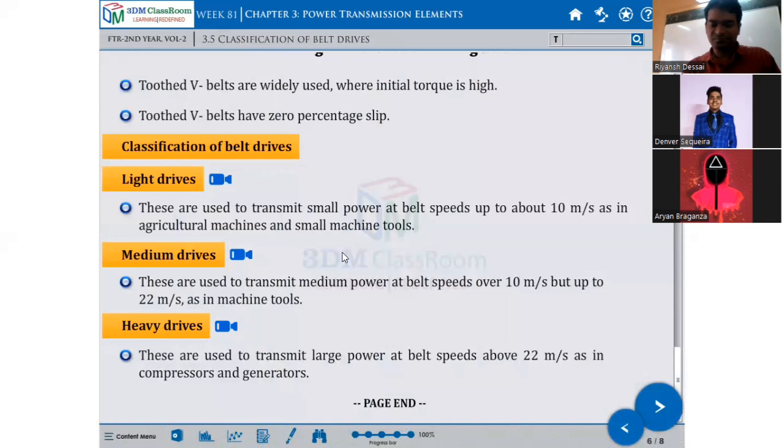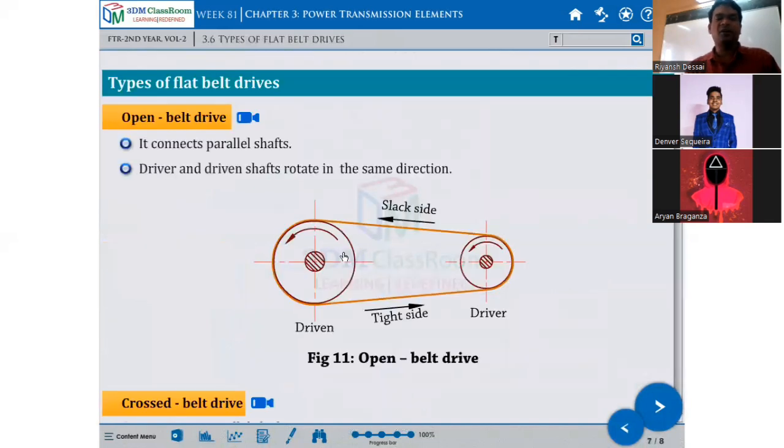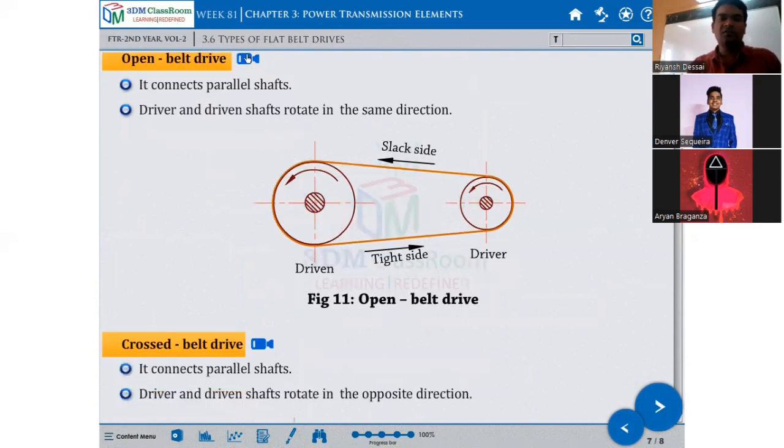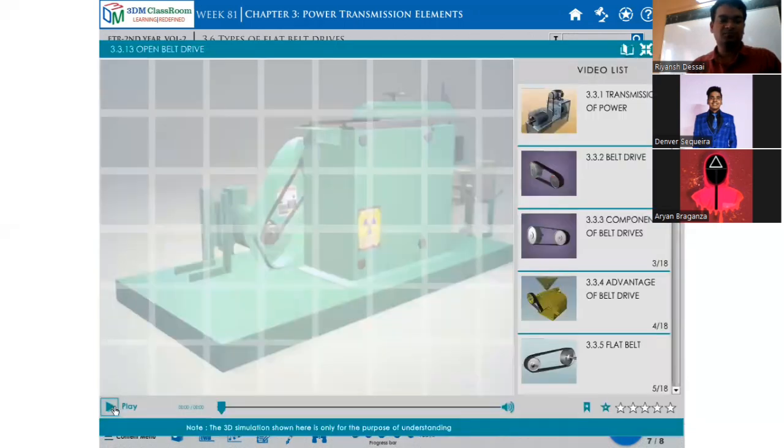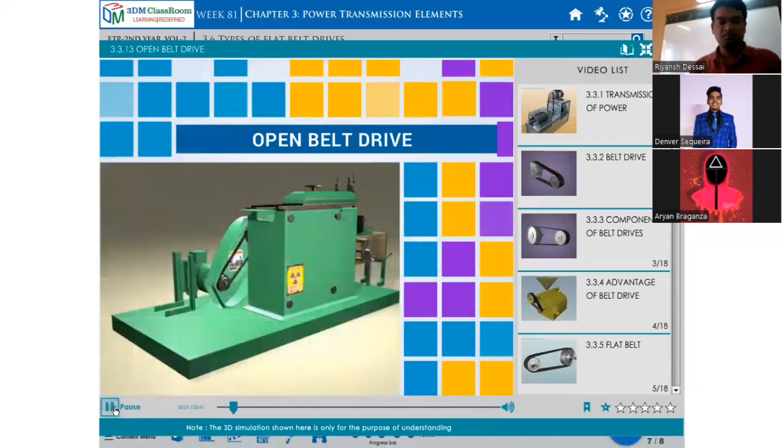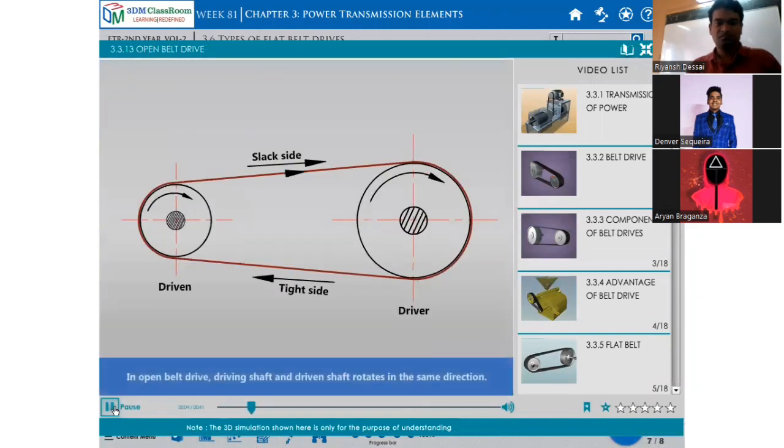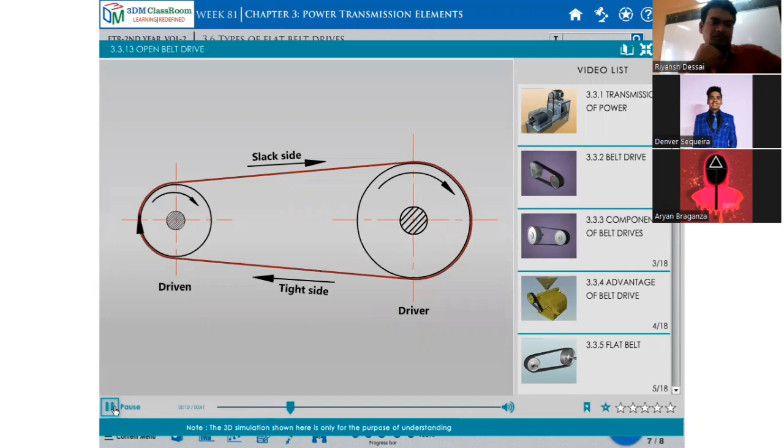That is heavy drive. Now, types of flat belt drives. We have one called open belt drive, another called cross belt drive. We have already discussed this, but you can see it here. Open belt drive connects parallel shafts. The driver and driven shafts rotate in the same direction. You have to see this arrow. So that is open belt drive. In open belt drive, the driving shaft and driven shaft rotate in the same direction.